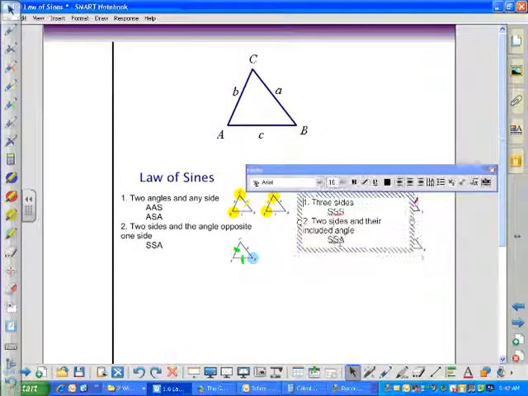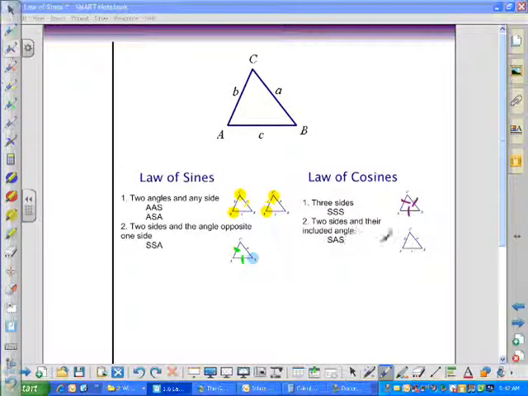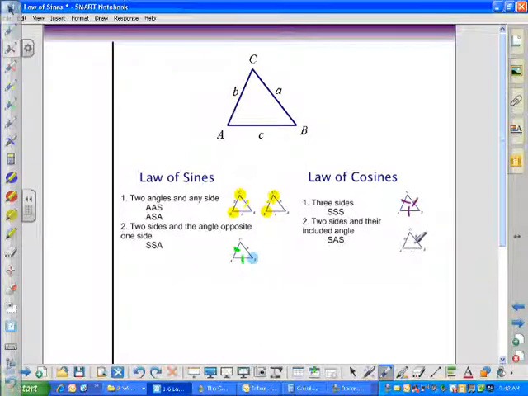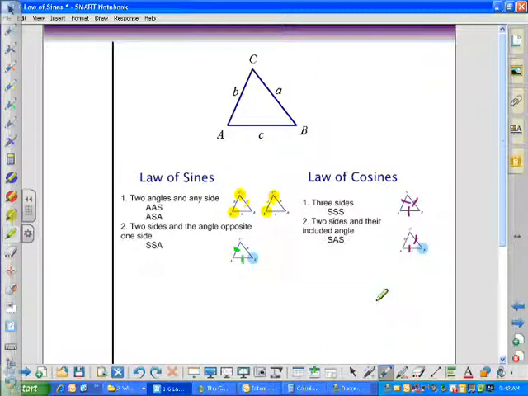And I need to make a quick edit here. This one should be SAS. So make sure we get that correct in our notes: side, angle, side. So here, if I know two sides and the angle that is in between, or that connects those two sides, so maybe these two sides and this angle here, angle B, then I'm going to use the law of cosines.